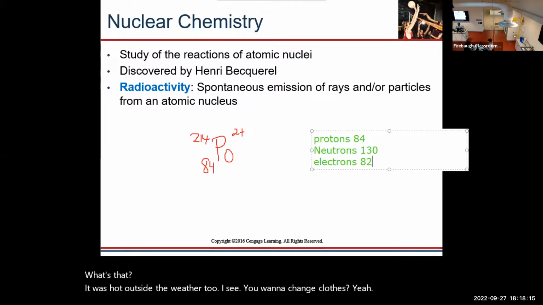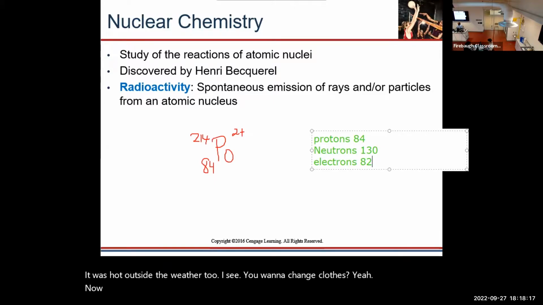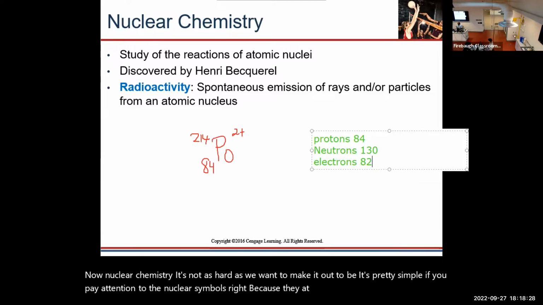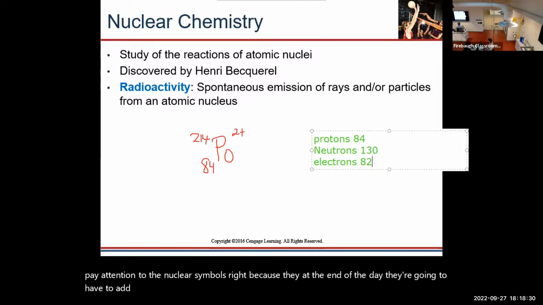So now nuclear chemistry is not as hard as we want to make it out to be. So pay attention to the nuclear cells, right? Because at the end of the day, we're going to have to add up. It goes back to that long conjugation. At the end of the day, they're going to have to add up. Okay? So first off, nuclear chemistry.